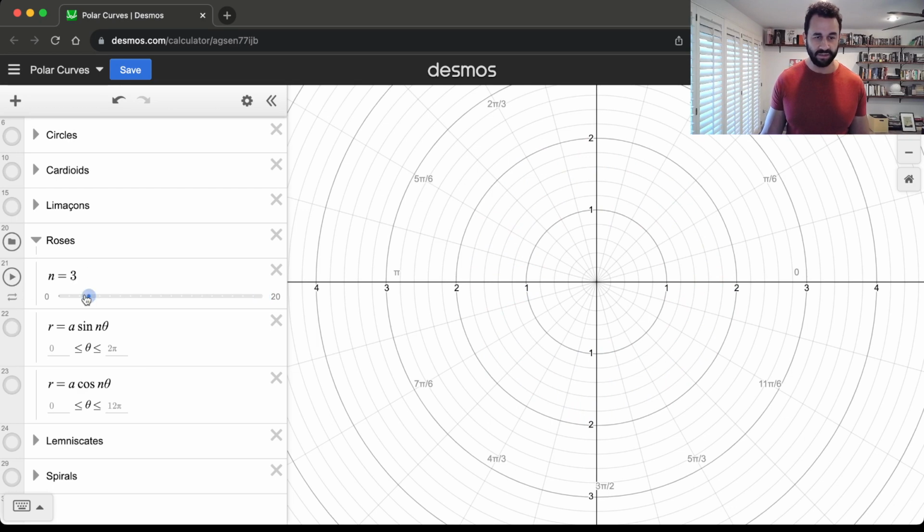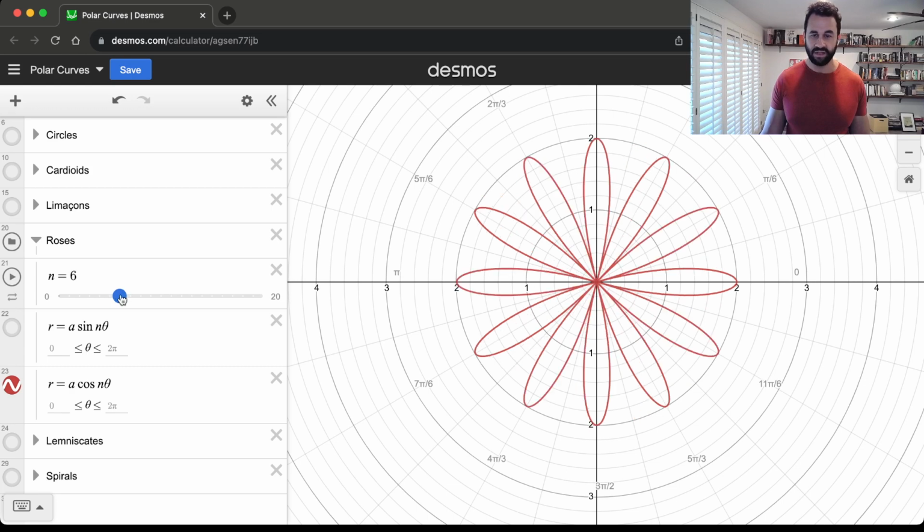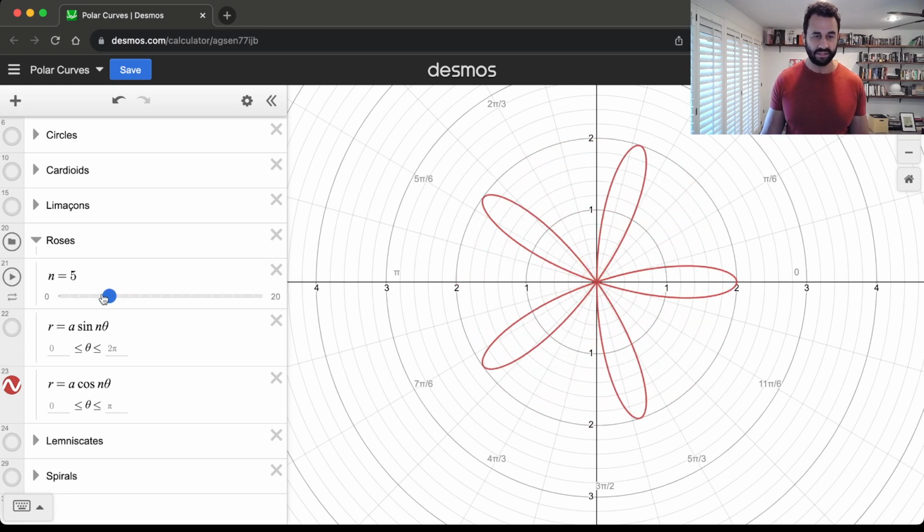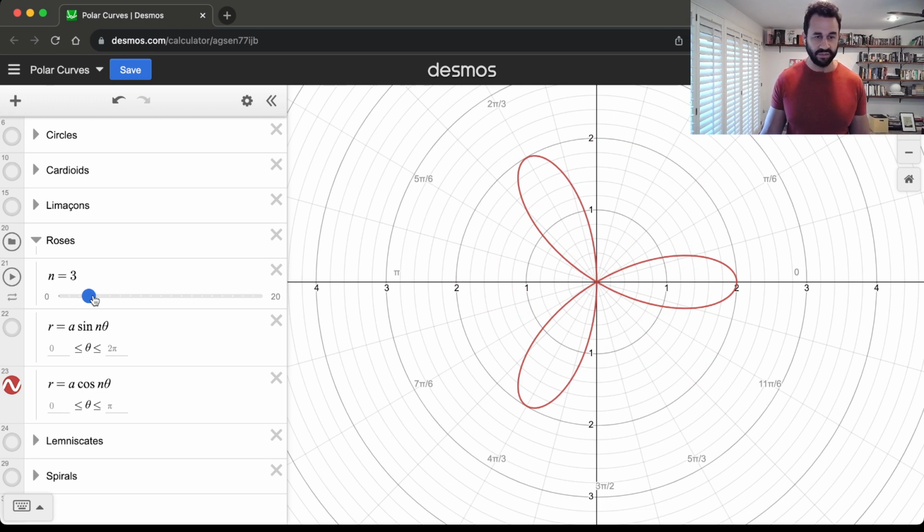Cosine, let me back n up a little bit here. Cosine looks like this, and you get a similar behavior, but you'll notice that everything is rotated a little bit. And so let me go back down to like this, n equals 3 for cosine versus sine. So you get a bit of a rotation.